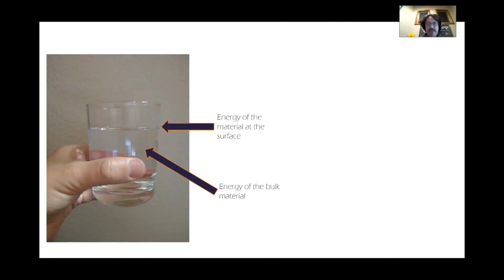Surface energy is all around us, and if you take a look at this glass of water that I have, and I took the picture before I drank the water, so the water level is a little bit lower now, you can see that there are some differences between the bulk part of the water and the top of the water. There is a difference in the energy associated with the material in the bulk of your water compared to the energy of the surface. So you can actually visibly see it.